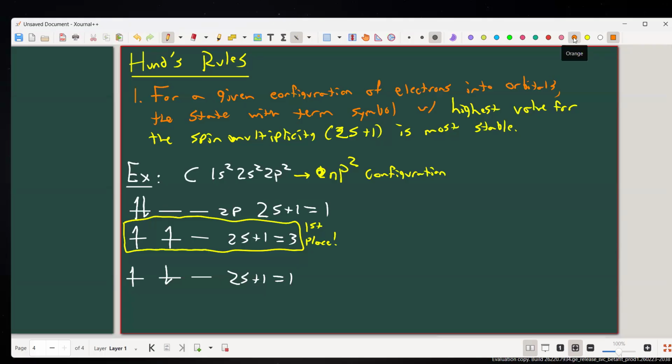You might imagine there's some ambiguities, there's some ties. For instance, we're not even sure about these two down here. Here's another question: between the ones I haven't selected, the two singlets, which one is more stable? That one's not as clear. We need more rules for that.